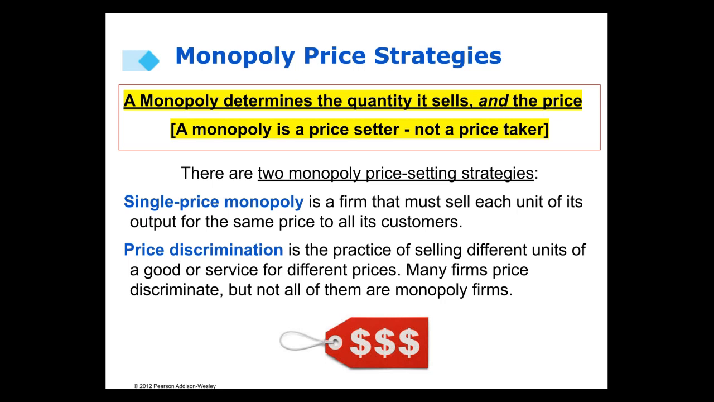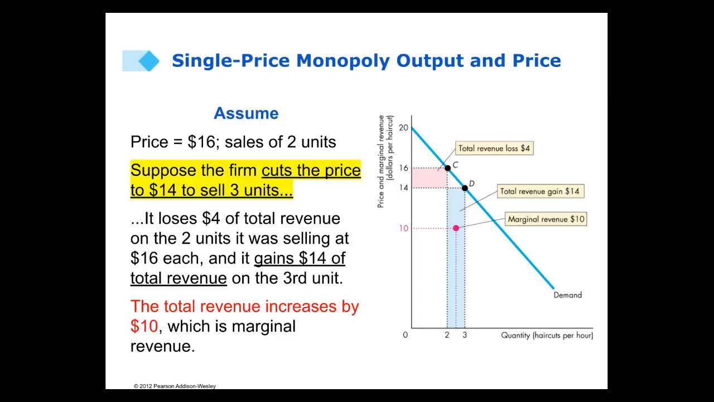Let's start by talking about the single price monopoly. In a single price monopoly, we have a downward sloping demand curve, and here we can assume that when the firm sells 2 units, the price is $16 each, so they make $32 in revenue. If they were to drop the price by $2 to $14, well, they'd sell a third unit. So they'll gain more from selling an additional unit even at a lower price, and they give up some from the lower price on the first 2 units. So they make an incremental $10 in revenue. They make $42 instead of $32. And so their marginal revenue, their incremental revenue for the third unit, is $10.